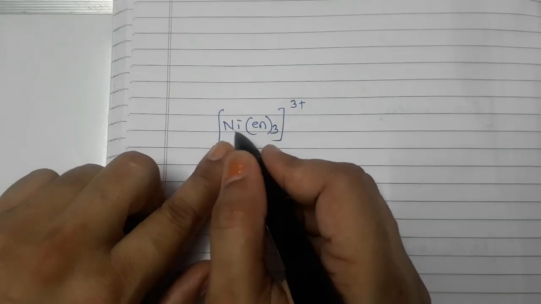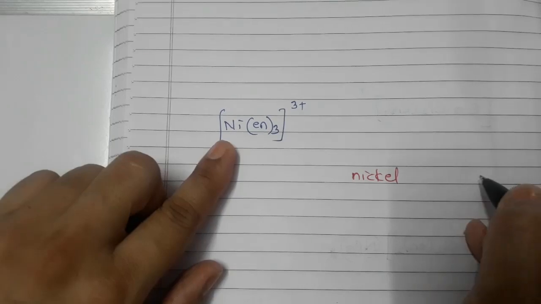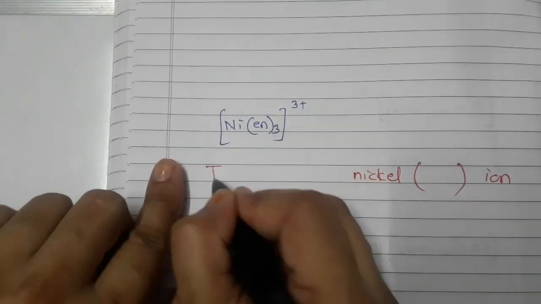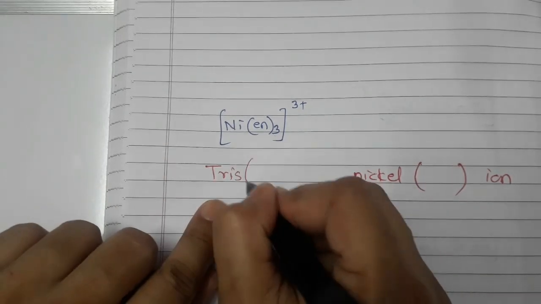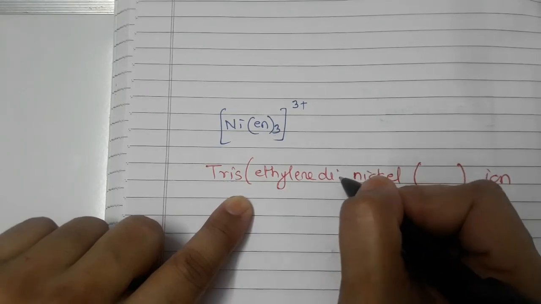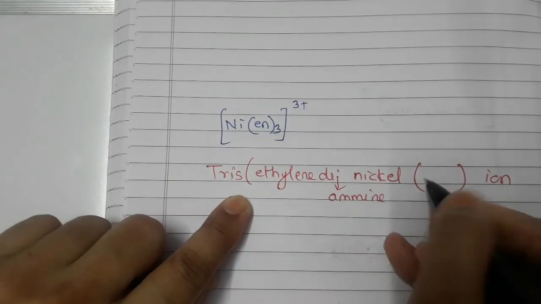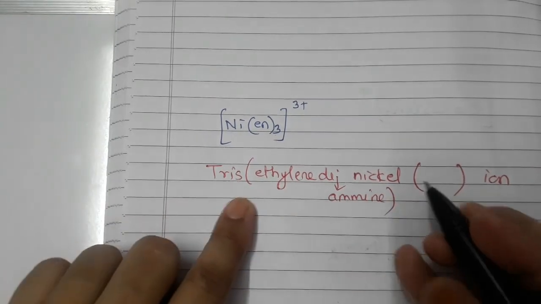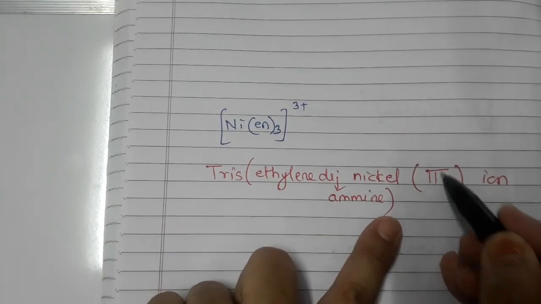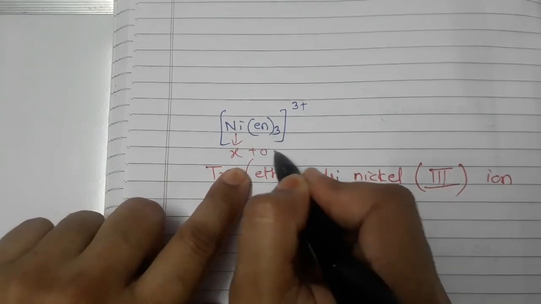Now this is one more example I have written here. It is nickel. Cation is there. So here I will write nickel, and last I will write iron. Here is the oxidation state. This is tris, it is 3. Tris ethylene diamine nickel 3 iron. Why nickel 3 iron? Because this is X, this is neutral ligand, so X is equal to 3.